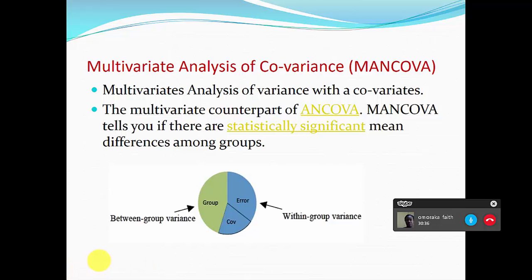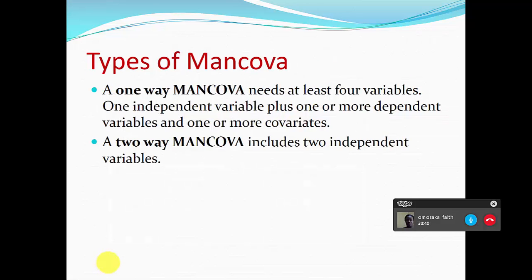Then let's look at types of MANCOVA, which is slide 18. From my research, I was able to find out that we have 2 types of MANCOVA. One-way MANCOVA needs at least 4 variables: 1 independent variable, 1 or more dependent variables, and 1 or more covariates. Then the two-way MANCOVA includes 2 independent variables.